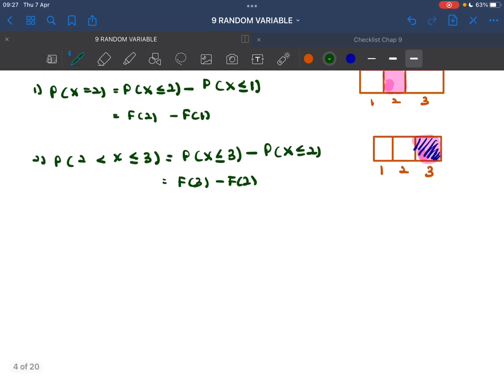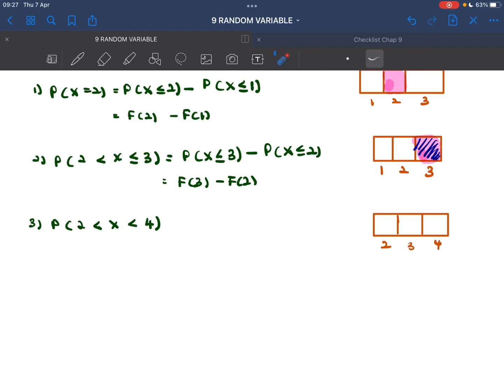Okay, right, let's try one more time. If you don't understand, let's try one more time. What if both are not included? X is between 2 and 4, not included. So let's see, we have 2, 3, 4. X is between 2 and 4, so 2 not included, 4 not included. That means we only want 3. Ini yang sahaja yang kita nak. Okay, this is what we only want. So what we are going to do is take from 3, P(X less than or equal to 3).